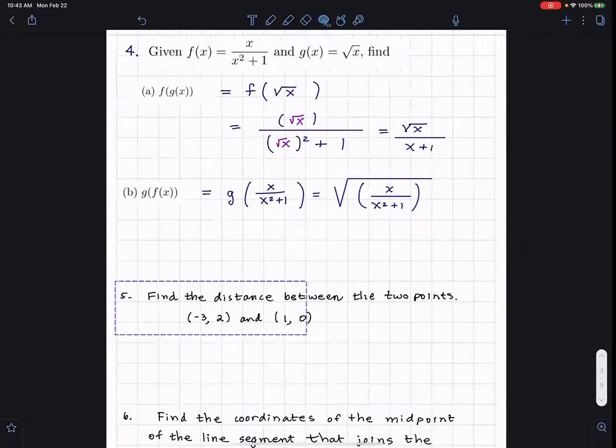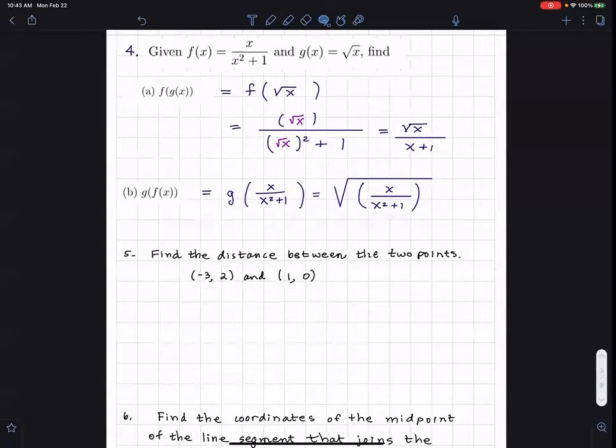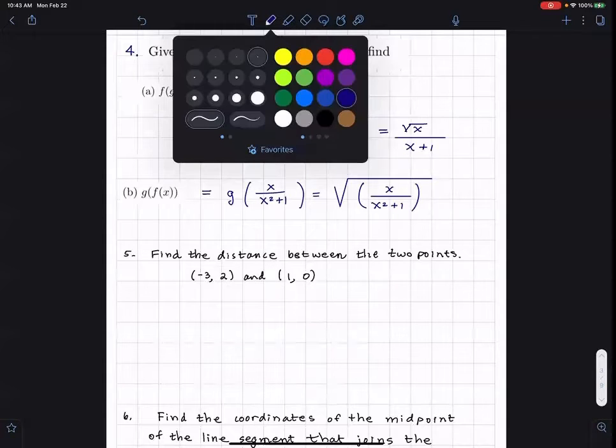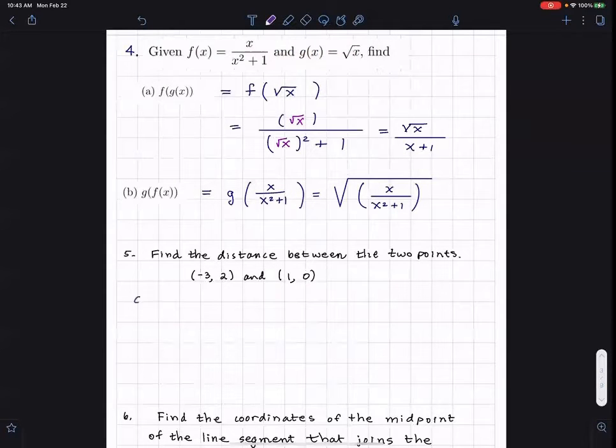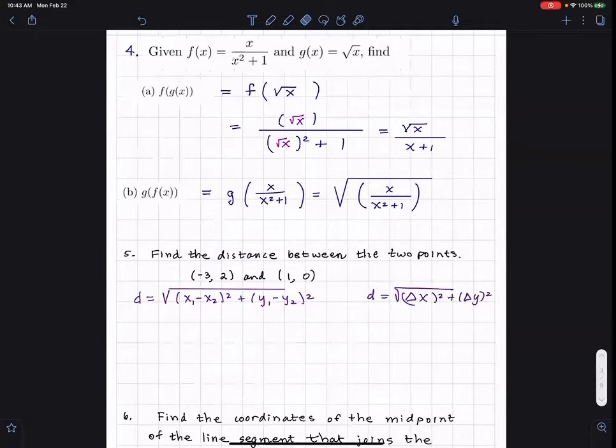All right, here we're going to find the distance between these two points. For this distance, I talked a bit about how you find this formula, but at this point I'm just going to write down the formula. What you do is you take the change in x squared plus change in y squared. I like to write it also as d equals the square root of delta x squared plus delta y squared. Delta x and delta y are the changes in x and y respectively.